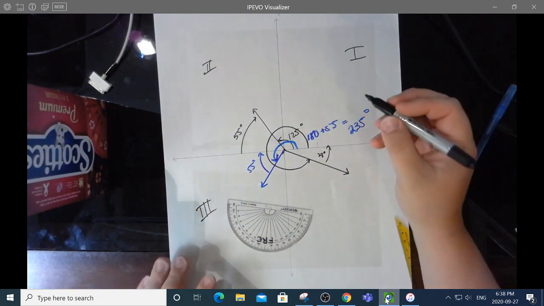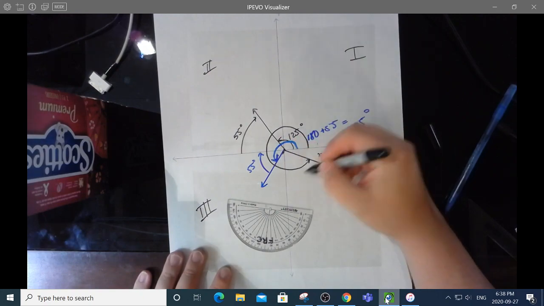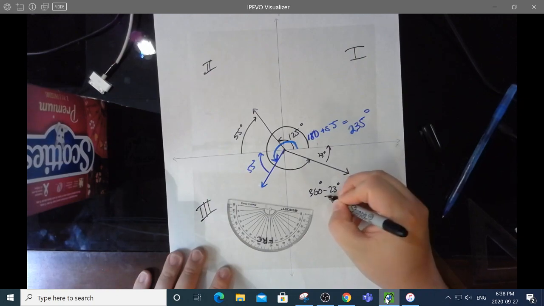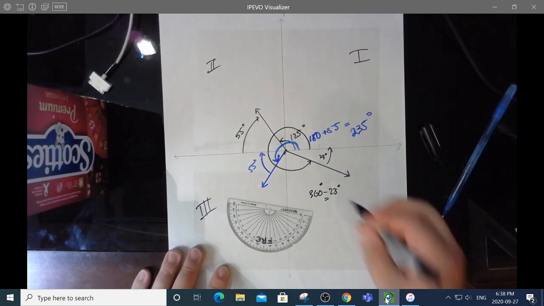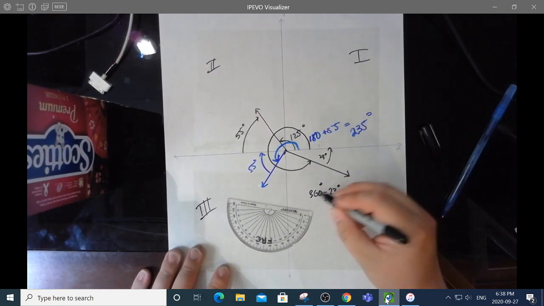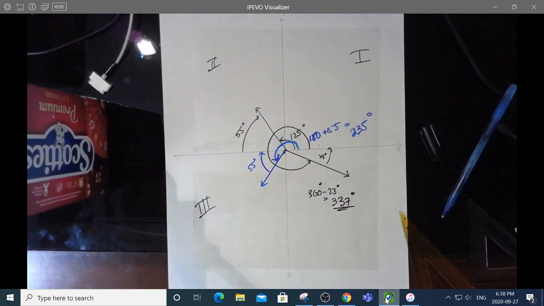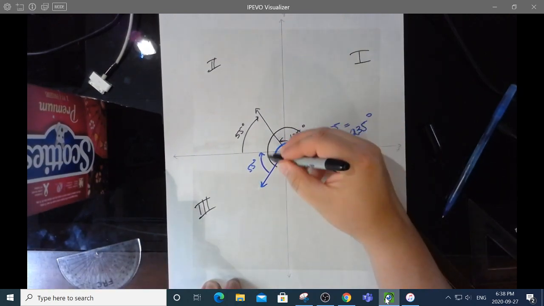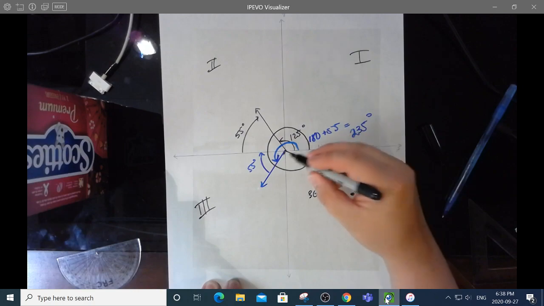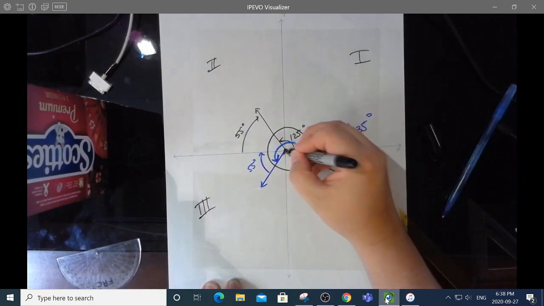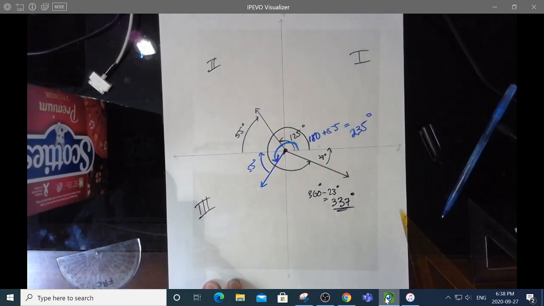But its actual standard measure would be 360 minus 23 degrees, which would be somewhere along the lines of 300, and, let's see, 60 minus 23 would be 37, so 337 degrees. And there we go. So that's a 337 degree angle, but it's the same place on a coordinate grid, if you put the vertex at 0, 0, as a 23 degree angle would be.